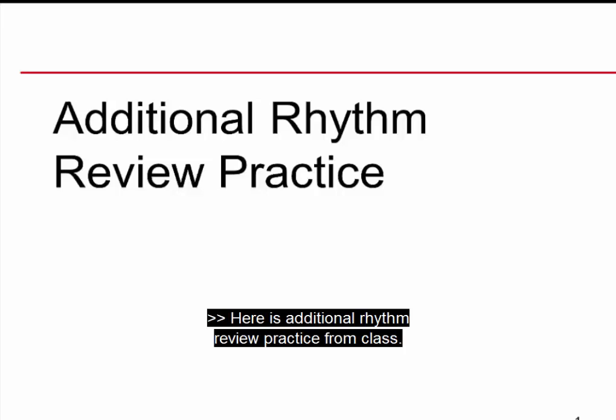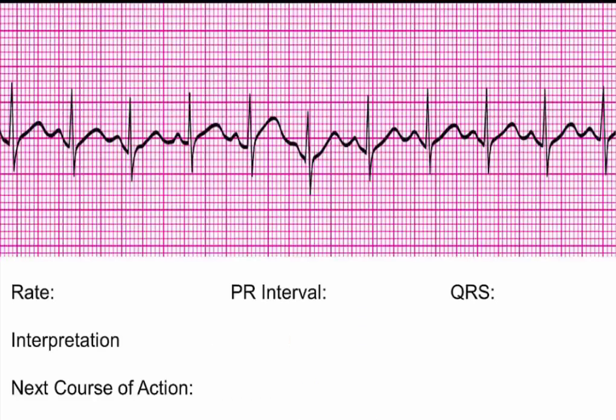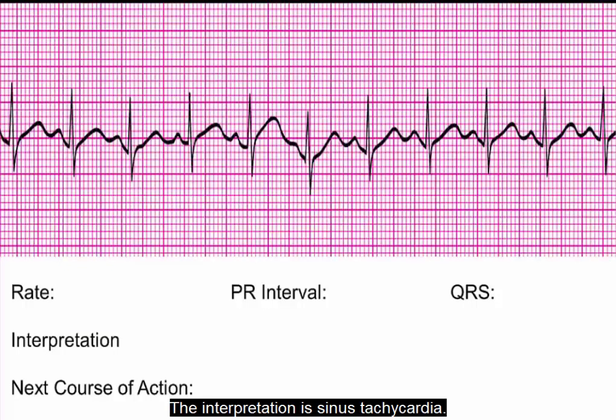Here is additional rhythm review practice from class. The rate is 100 to 110. The PR interval is 0.16. The QRS is 0.08. The interpretation is sinus tachycardia.